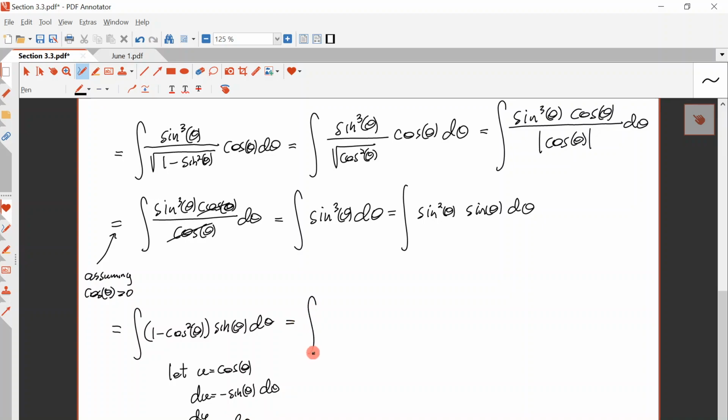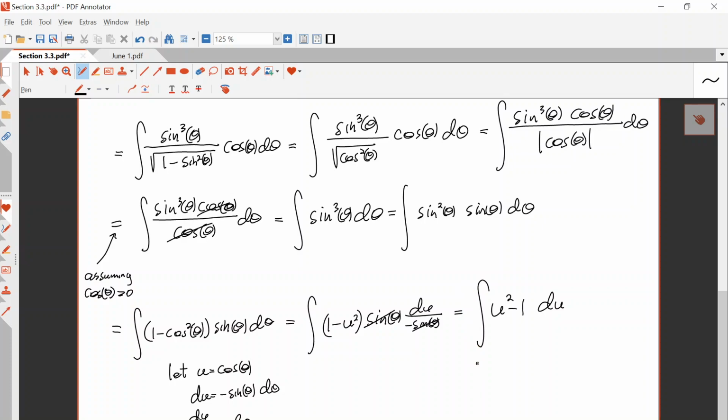So this is equal to 1 minus u squared sine of theta du over minus sine of theta, and the sine of thetas cancel. So we're left with the negative of 1 minus u squared, which is u squared minus 1 du.